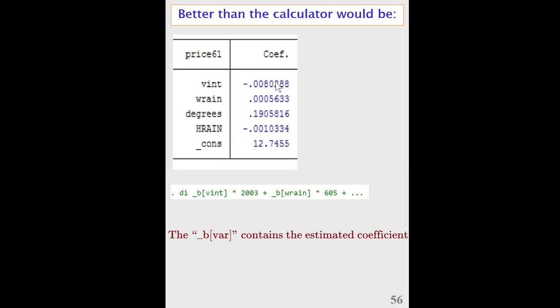So this being the coefficient of vintage, minus 0.00802888, including all the ones that Stata still has in memory, but didn't show us. And then calculate that number. That would work as well, but still would cause you to have to type all this. And what I suggest you do, also to make sure that you can replicate all this, is include all this in a new file.